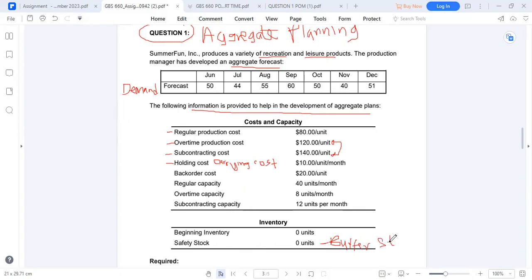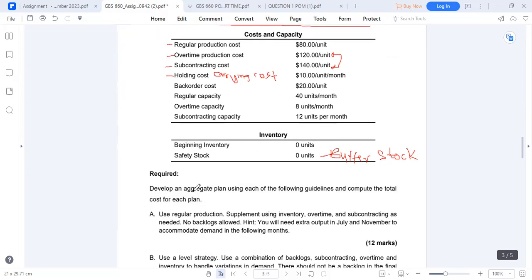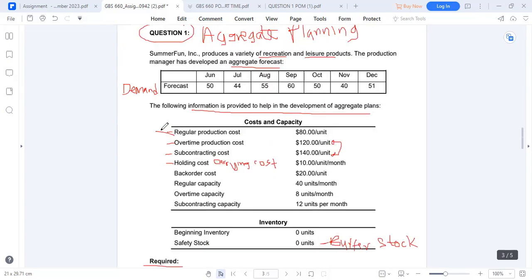All right, and then the first requirement is that we now get down to the requirement. Develop an aggregate plan using each of the following guidelines and compute the total cost for each plan. The first one, they want us to use the regular production.